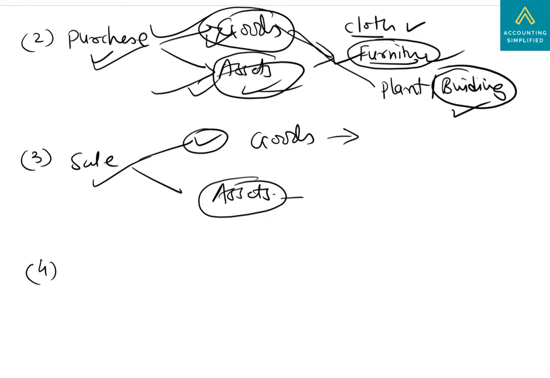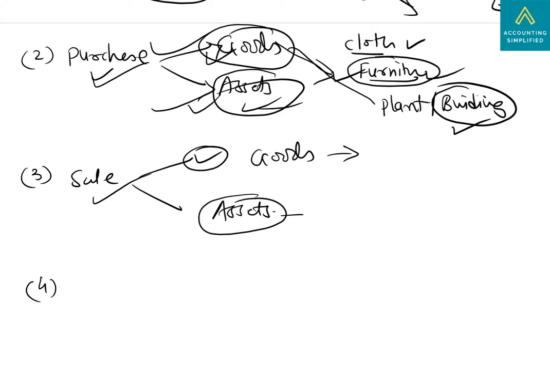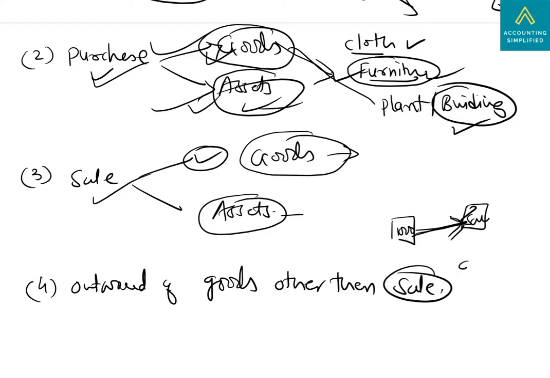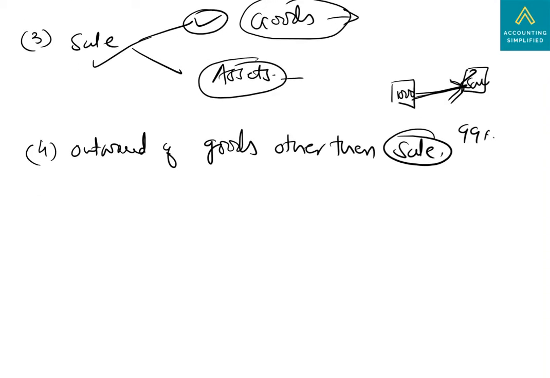Okay, sir. Now, these goods are gone by sales, right? It means that suppose we have purchased goods worth 1000. So, what do we do? We sell it off to the customer. But sometimes instead of selling it off, it goes out in another way. So, write down outward of goods other than sale. Majority is sale, means 99% through sale. But there are other ways also where goods go out during the year.